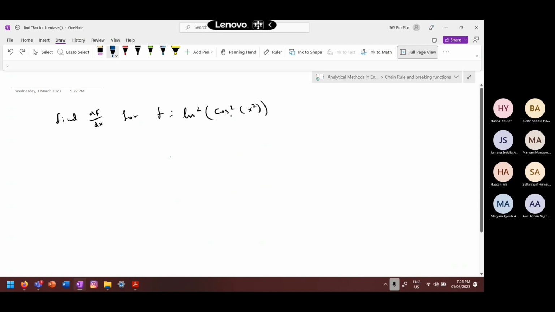Okay, let's set z is equal to x squared, which is this. So we'll have cosine square z. And you can set cosine square z to another variable. Let's say y is equal to cosine square z. Okay?